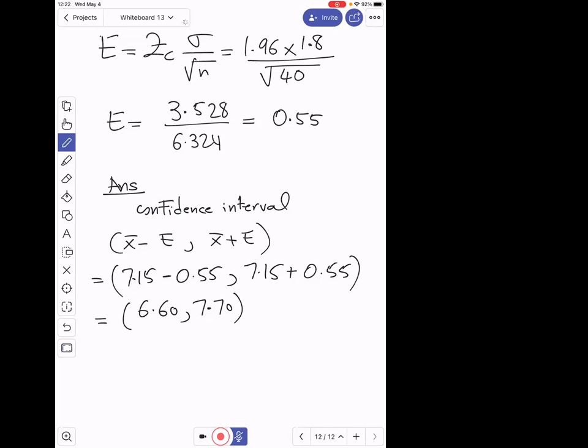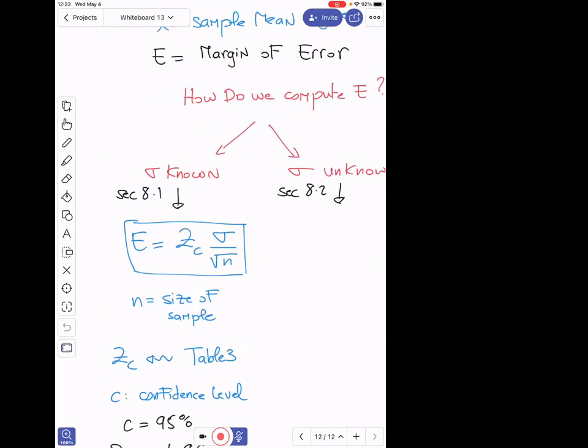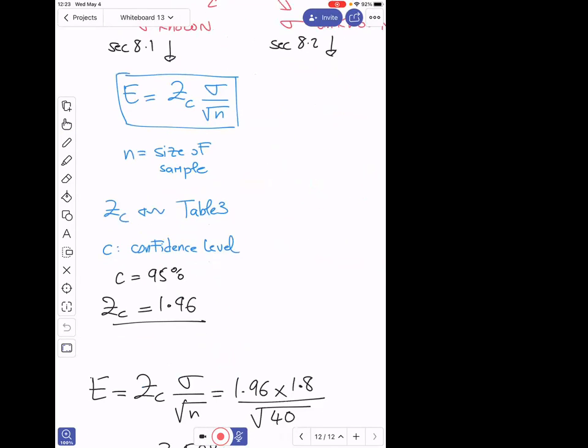And again, the interpretation is the following, guys. We are 95% sure that the population mean mu belongs to this interval. It's between these two numbers. So this is the case when your sigma is known, right? Sigma is given. All right.